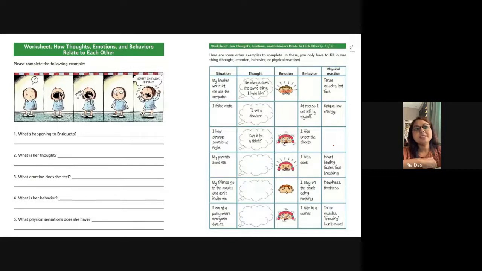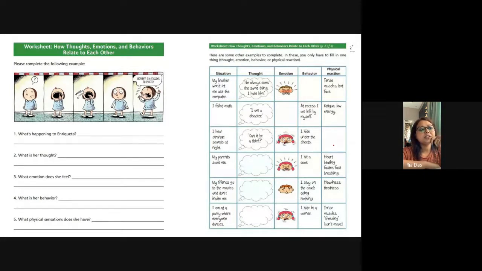Behavior is at recess, I'm left by myself. I don't want to talk to anyone, I'm avoiding everyone. And physical reaction can be fatigue, low energy. Okay, maybe the eyes start paining due to crying, nervousness, all the shivering and all can happen. Okay, so this is the second one.